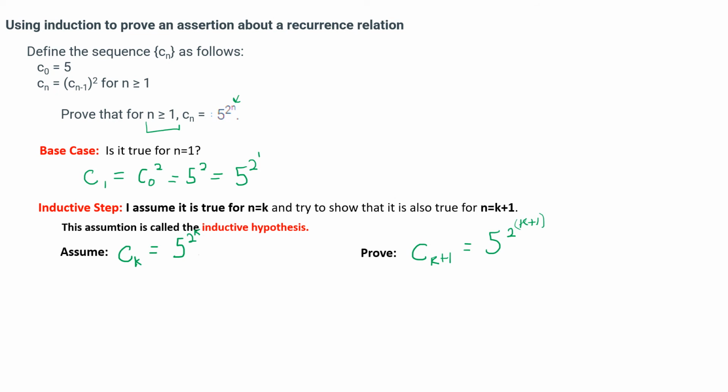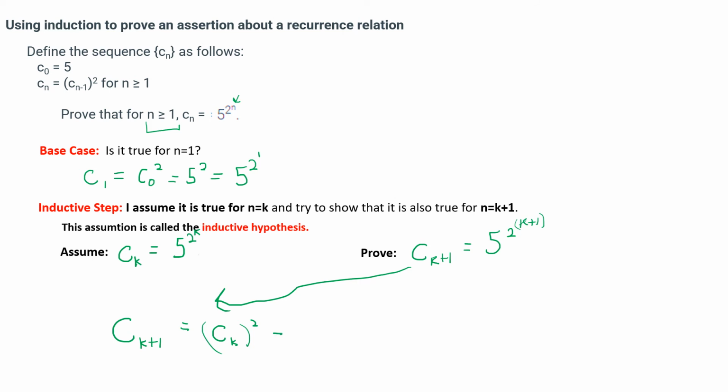Okay, so let's again start with the left-hand side of that statement we're trying to prove, C sub k plus 1. Well, what do I know that to be based on the definition? Well, it's the previous term, so that would be C sub k squared, right? So it'd be C sub k, and we're squaring that. That's the definition of the sequence.